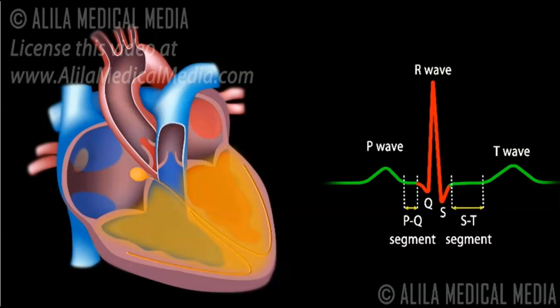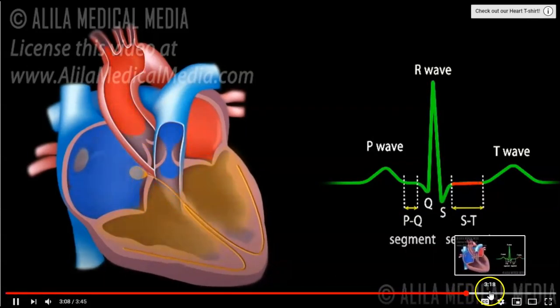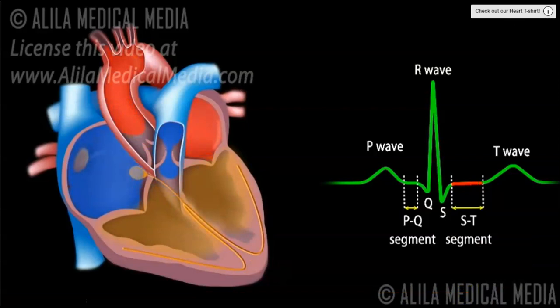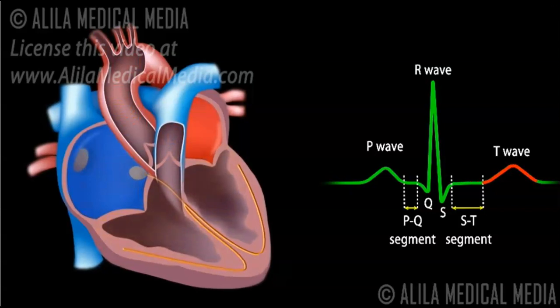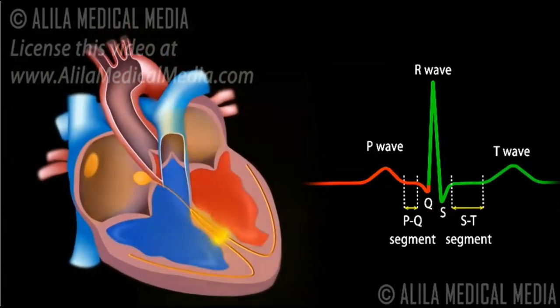The ST segment reflects the plateau in the myocardial action potential. This is when the ventricles contract and pump blood. The T wave represents ventricular repolarization immediately before ventricular relaxation or ventricular diastole. The cycle repeats itself with every heartbeat.